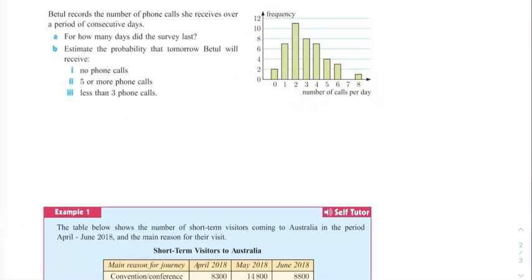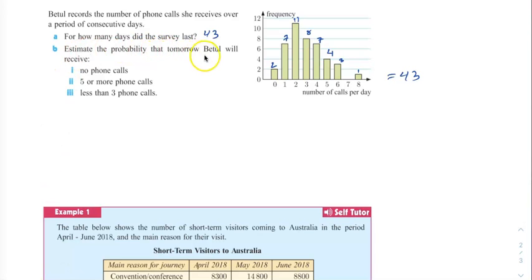So we got to add up all the frequencies. This is what, 2, 7, 11, 8, 7, 4, 3, and it looks like 1. So we're going to have all those frequencies, and I get 43. So how many days does the survey last? That lasted 43 days.